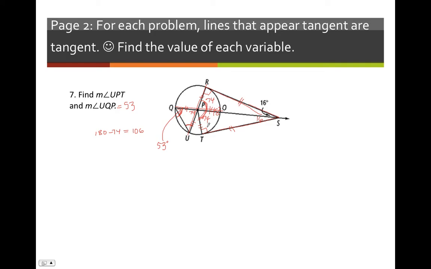The other one that we're hunting for is this one. We know these are 74, so we have 74, 74, and this forms a semicircle, so I know that that one is 32.